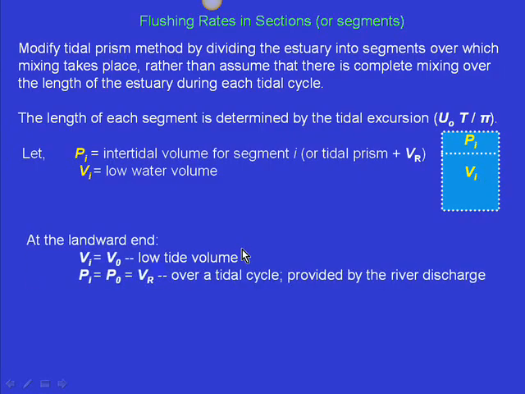So what we have is at the very landward end, where we decide to define the upstream limit of our estuary, the low tide volume will be V sub naught, and the P sub naught, this segment, will be the volume of fresh water from the river, averaged over a tidal cycle. So the volume provided by the river discharge.